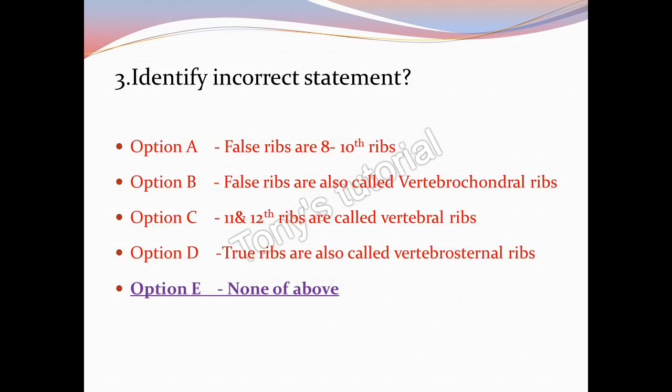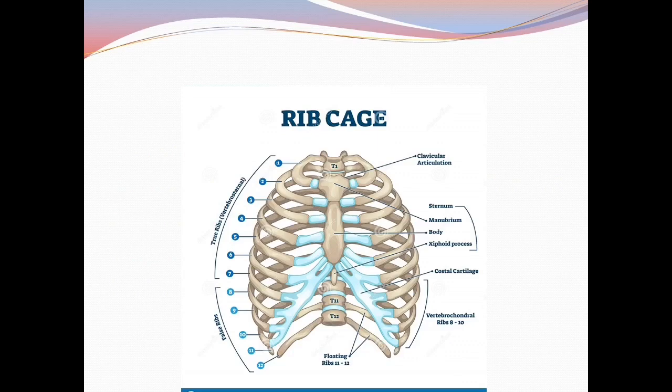See the diagram. In this, the floating ribs are shown, the 11th and 12th ones. The floating ribs are known as vertebral ribs. So they may ask you in that manner. The false ribs are known as vertebrochondral ribs, and the other one is vertebral ribs.